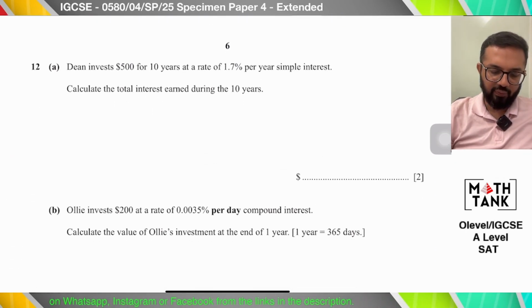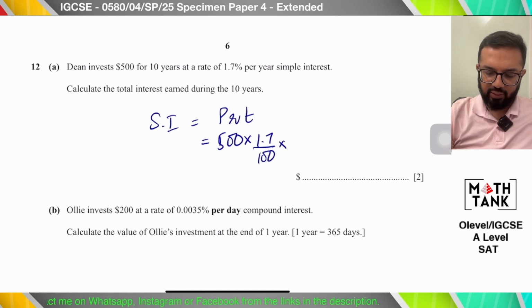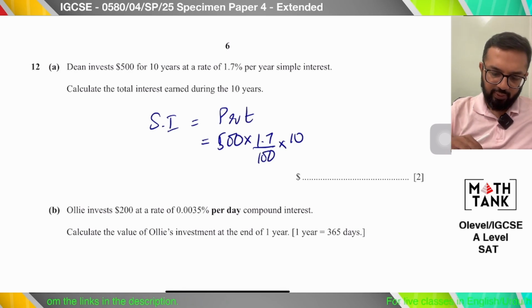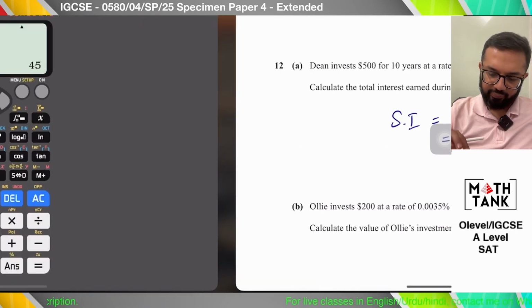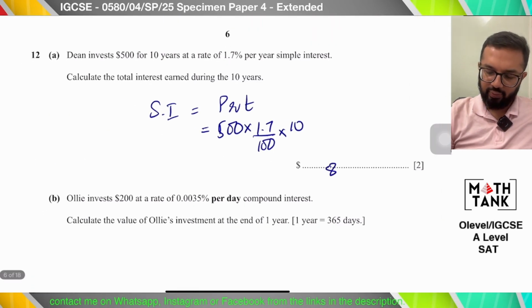Okay, question number 12. Dean invests $500 for 10 years at a rate of 1.7. Simple interest is simple. P into R into T, where R is the rate in percentages. So 500, R is 1.7%, so 1.7 over 100, and T is the time in years. If you learned a formula in a different way, that's also absolutely fine. Okay, so 500 into 1.7% into 10, $85.